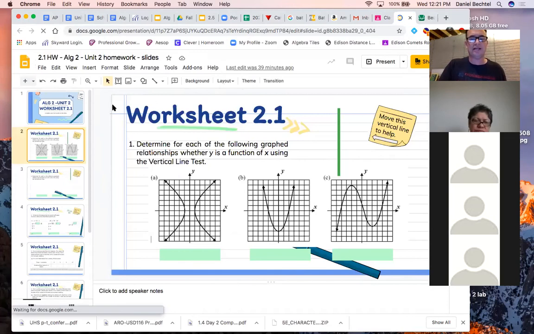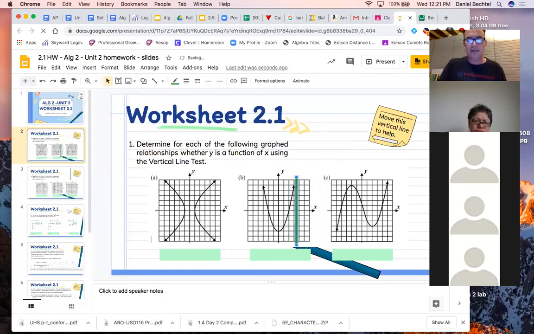As we're looking at this, we've got some graphs and they give you a vertical line right here. As soon as you highlight it, you can use your arrows to move it around. So if I bring it down here and start moving it this way, does this ever cross the graph more than once? No, it doesn't look like it's crossing that graph more than once. So this would have to be a function because every input has exactly one output.